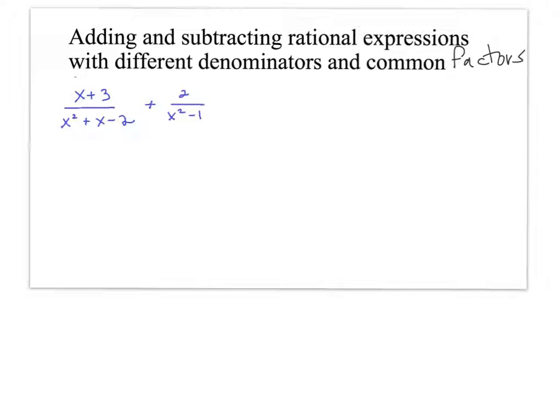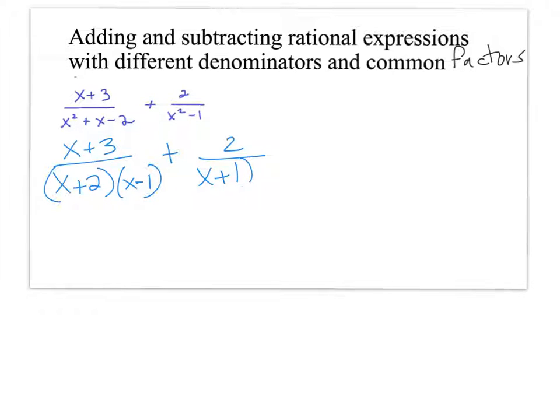So the first thing that we want to do is break down the denominators into their factors. So we get x plus 3 on the top here, and x squared plus x minus 2. The factors for that, it is factorable, are x plus 2 and x minus 1. And then for our other rational expression, x squared minus 1 can be broken down into x plus 1 and x minus 1. And what you can see is that we do have the common factor of x minus 1.